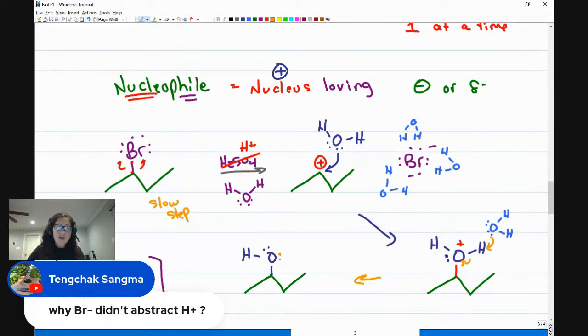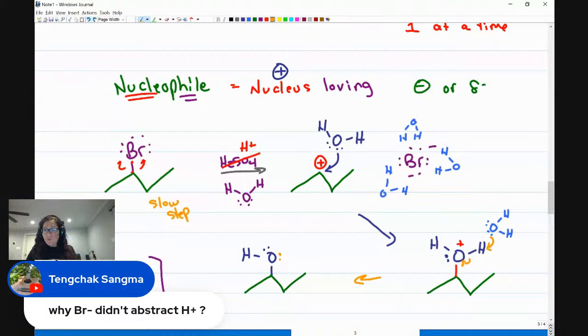Question. Why Br minus didn't abstract an H plus? Very, very good question. If we have a negative, why does it not grab a positive? Two reasons here. One, bromide is a very weak base. It is a big halogen or halide, electron density all around, distributed, well carried, very stable, and that makes it a very poor base. Weak bases are not very reactive, and so it's not strong enough to grab a proton.